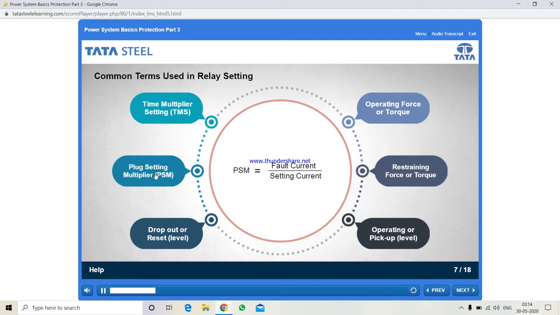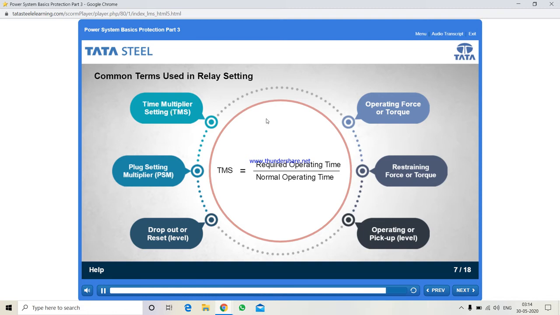Plug setting multiplier, PSM. PSM is equal to fault current by setting current. Time multiplier setting, TMS. TMS is equal to required operating time by normal operating time.